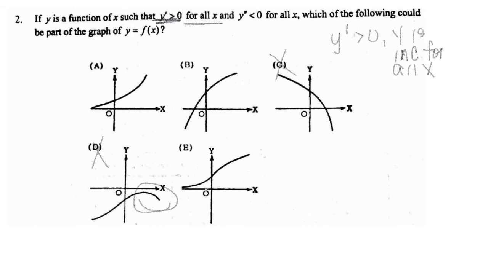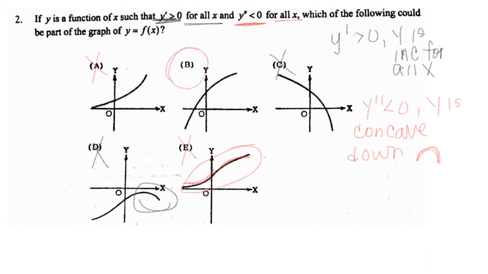All right, now let's look at the second part that it's telling us. It's saying that y double prime is less than 0. Oh, that tells us something awesome too. Y double prime being less than 0 means y is concave down, like a frown. So we have concave down, and that's for all x. So concave down, well, A is concave up like a cup. We can't have that. And E is just strange. We've got some concave up through here and some concave down through here. So that means we have B for our answer choice.